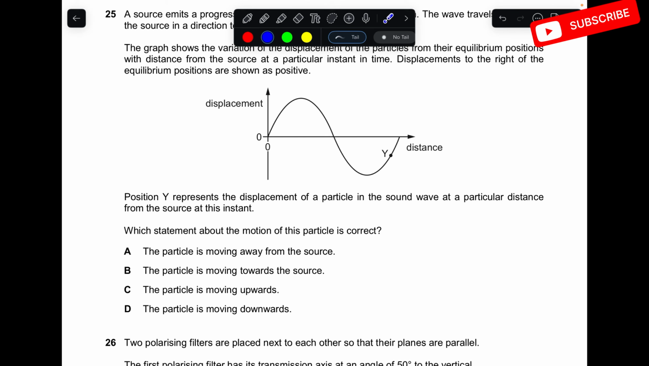X-axis is showing the distance. So position y represents the displacement of a particle in the sound wave at a particular distance from the source at this instant. Which statement about the motion of this particle is correct? So you have to tell what this particle y is showing. If you see, its displacement will reduce, right? So when displacement is reduced to zero at this point, it means you are moving towards the source. It's option B that is correct.